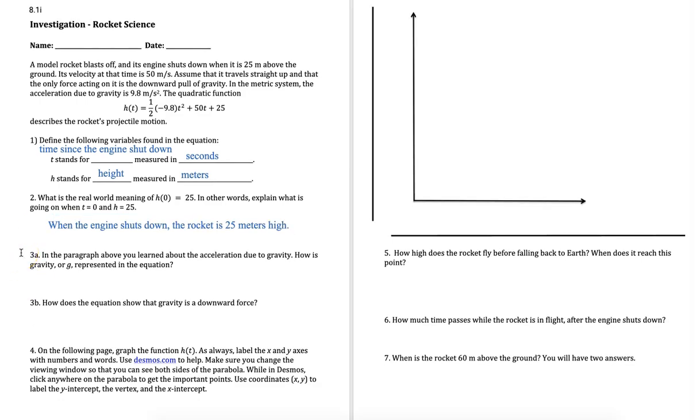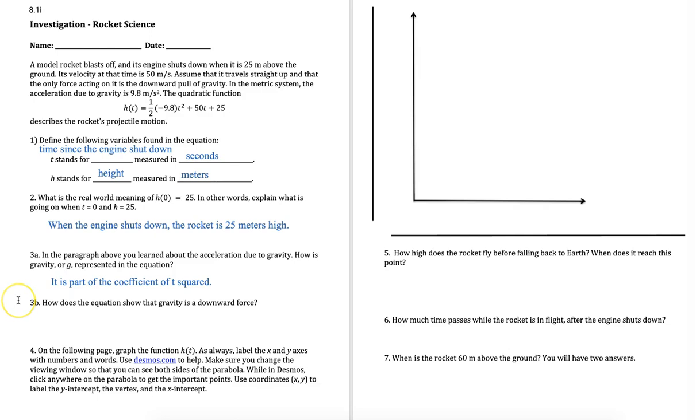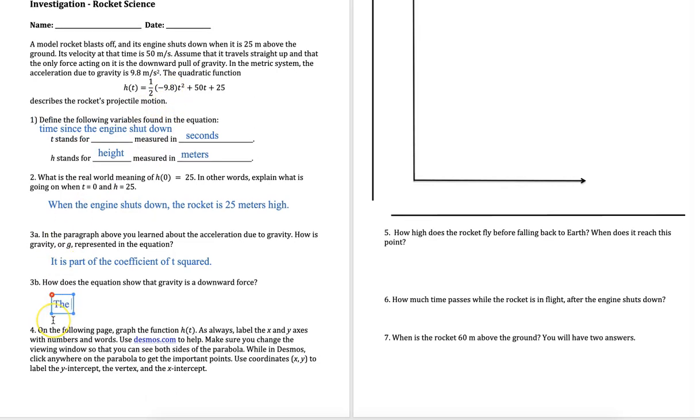All right, 3a. In the paragraph above, you learned about the acceleration due to gravity. How is gravity, or g, represented in the equation? So we learned that the acceleration due to gravity is 9.8 meters per second squared, and we notice it's part of the coefficient of t squared. And 3b, how does the equation show that gravity is a downward force? And we notice the 9.8 has a negative sign attached to it.